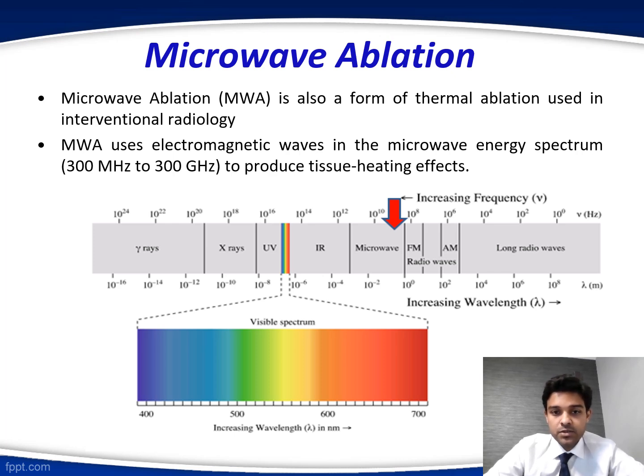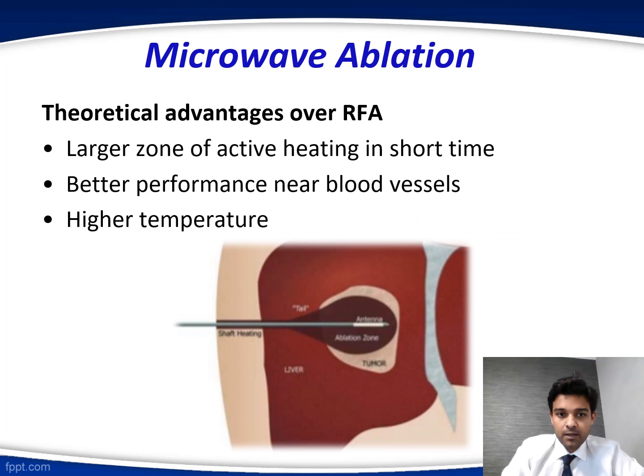Microwave ablation is also a form of thermal ablation used in interventional radiology. Microwave ablation uses electromagnetic waves in the microwave energy spectrum, which ranges between 300 MHz to 300 GHz, to produce tissue heating effects. So what are the advantages of microwave ablation over RFA? A larger zone of active heating in a short time period, better performance near blood vessels, so there's less heat sink, which I will speak about later, and higher temperatures attained.